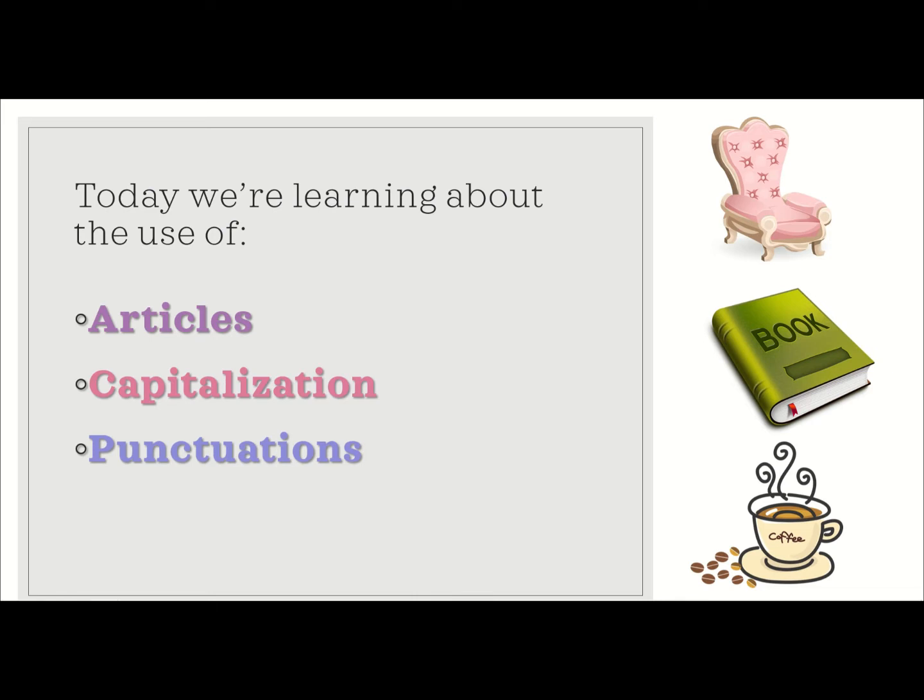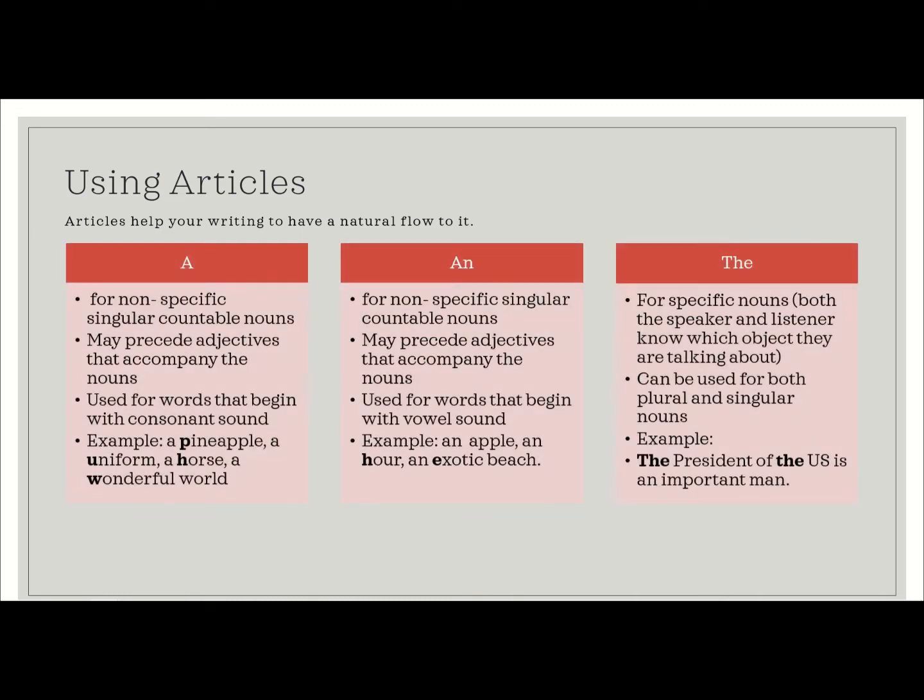Okay, now let's go for the first topic of discussion, that is how to use articles. Articles are important because they help your writing to have a natural flow to it. There are three types of articles: a, an, and the. A and an are used for non-specific singular countable nouns.